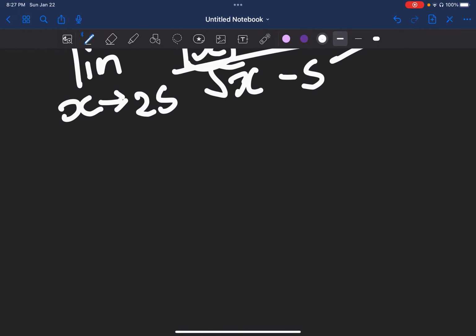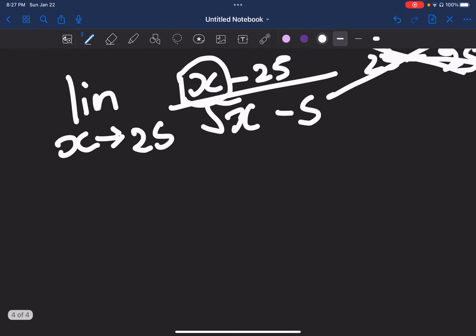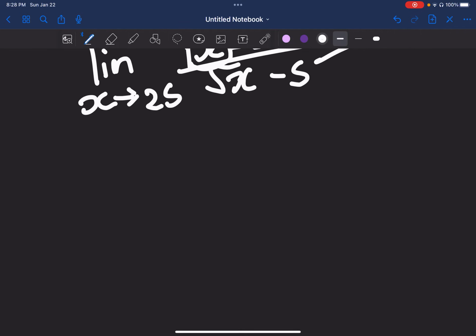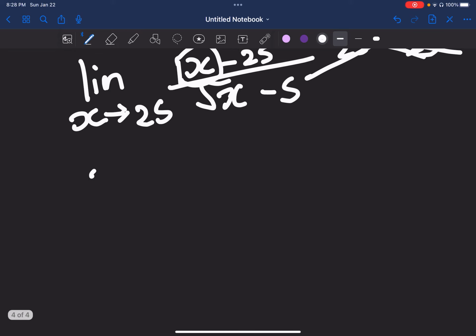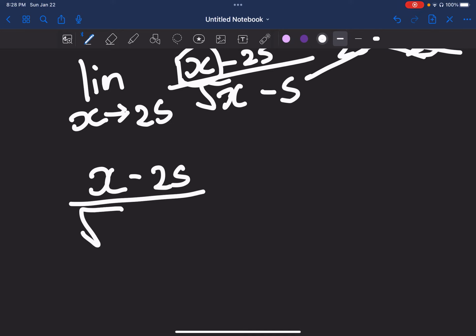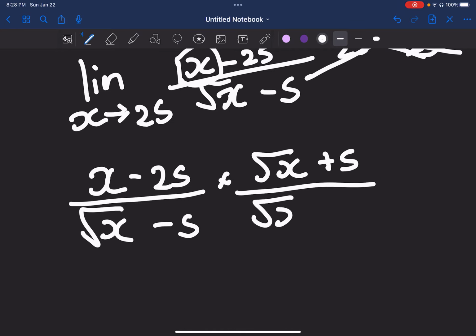Well, we can use a conjugate method. So if you remember from logs, indices, and surds, you can find the conjugate of something by multiplying. So let's find the conjugate of this actually. So I have x minus 25 over the square root of x minus 5. So the conjugate of this would just be the square root of x plus 5 over the square root of x plus 5.